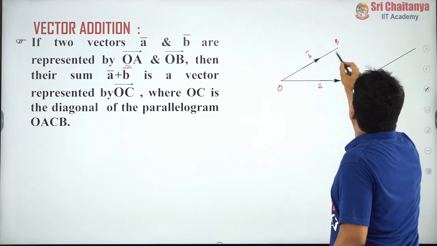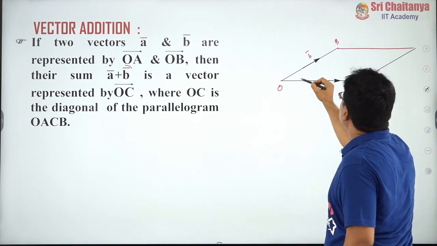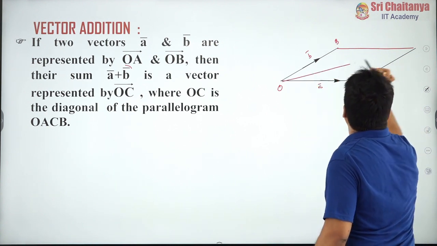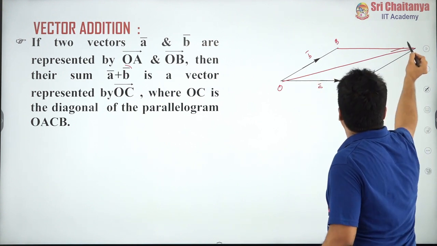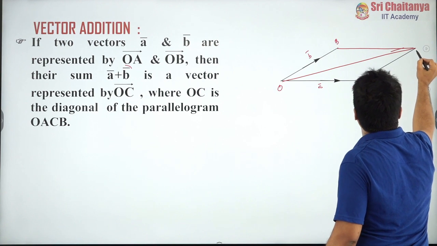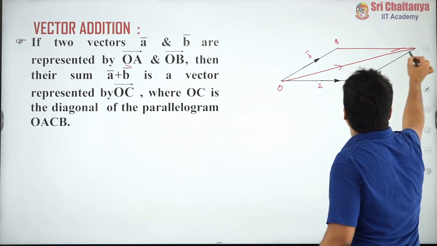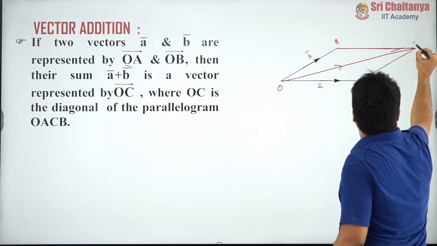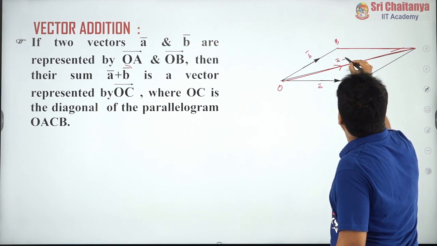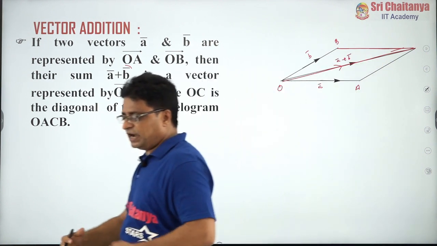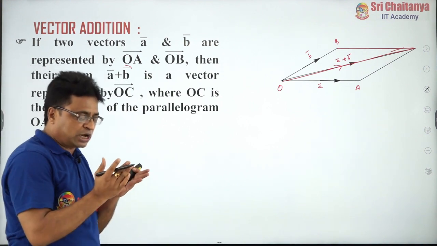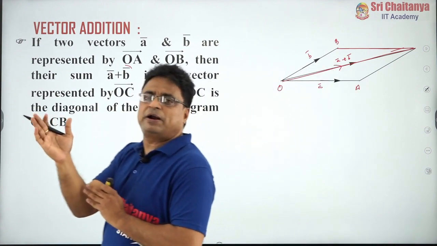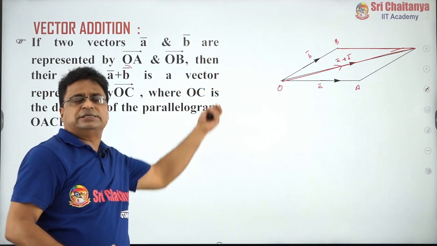Then consider these as the adjacent sides of a parallelogram, complete the remaining parallelogram and join the diagonal, the corners O and C. Then OC bar is the diagonal of the parallelogram OACB. Here OC bar indicates A bar plus B bar. So, the geometrical representation of addition of two vectors is this: if you consider the two vectors as the adjacent sides of a parallelogram, then a diagonal of the parallelogram represents the addition of the two vectors A bar and B bar.